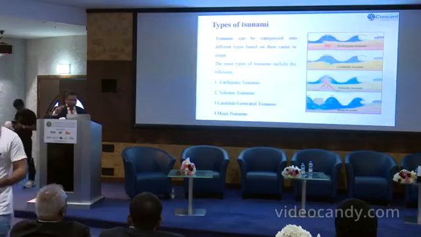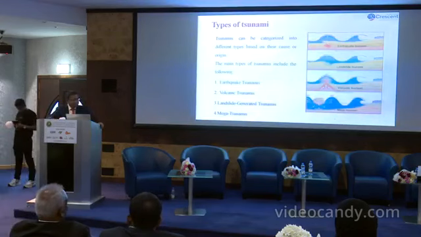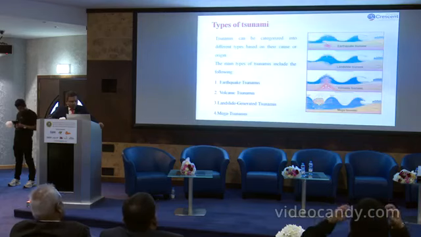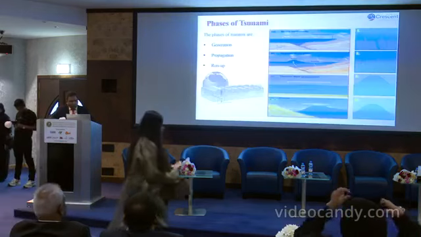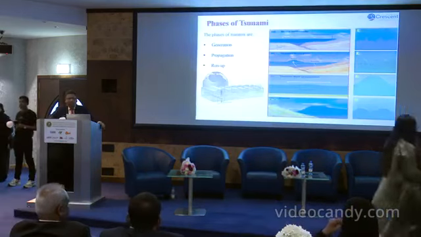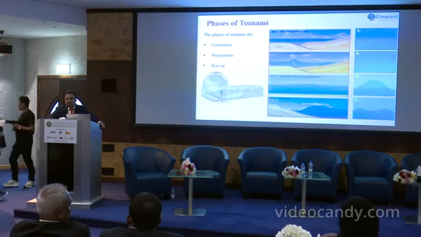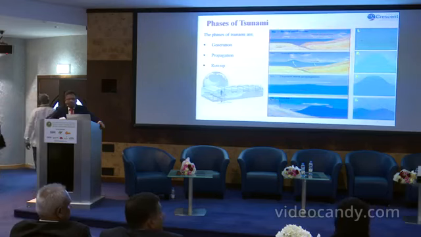We know the types of tsunami. Tsunamis can be categorized into earthquake tsunami, volcanic tsunami, landslide-generated tsunami, and mega tsunami. So there are 4 types of tsunami. Each tsunami has 3 phases: first generation, next propagation, and third runoff.